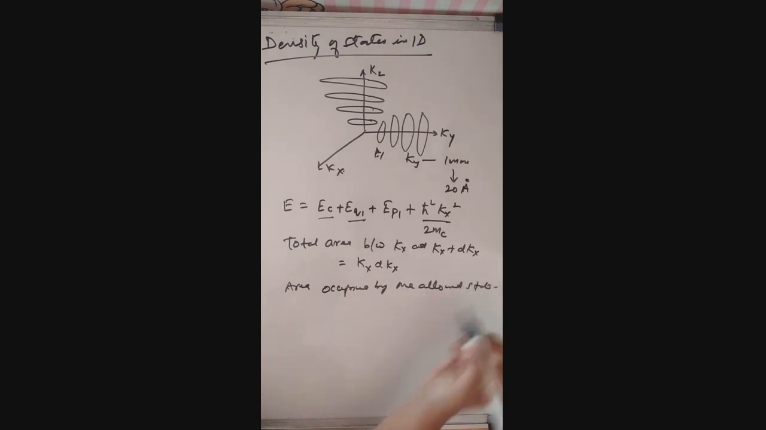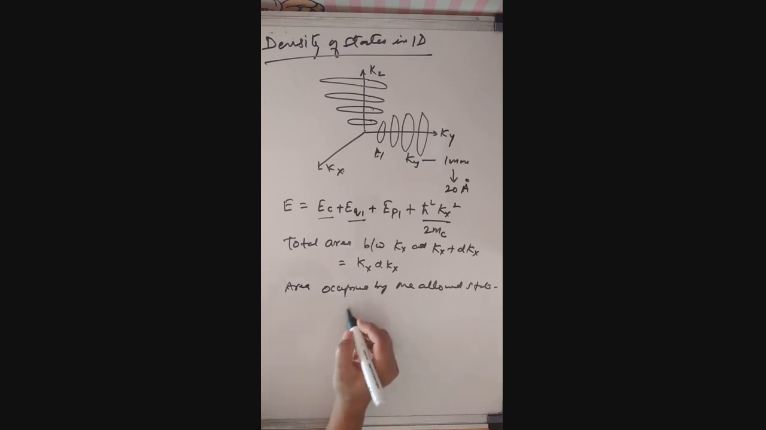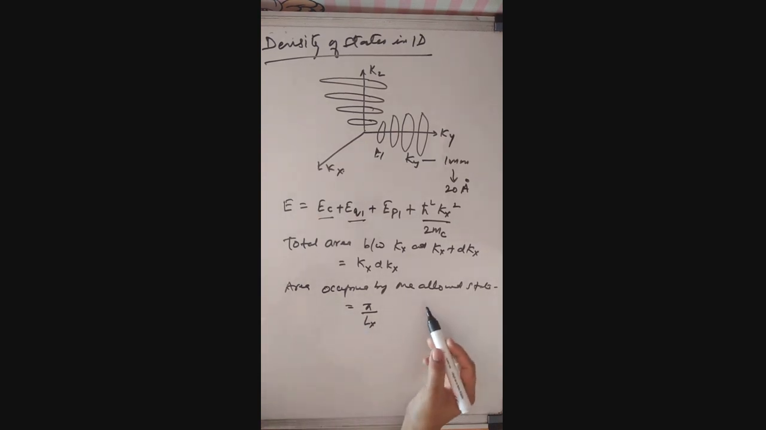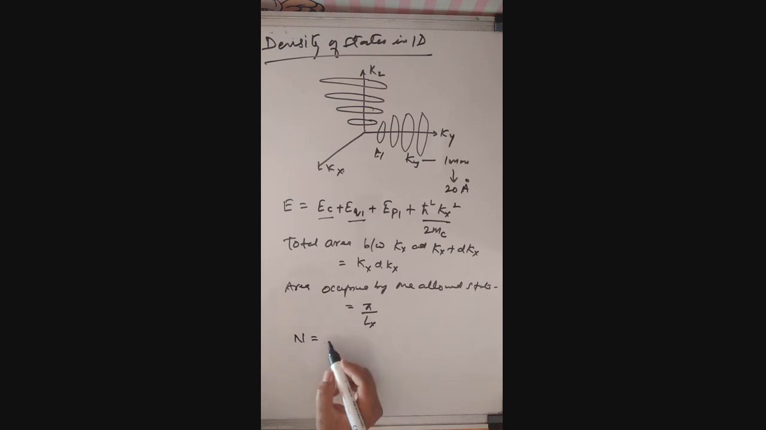So what was the area occupied by one allowed state? It was pi by Lx. So the area occupied by one allowed state is pi by Lx, because the other dimensions have already been reduced. So this is the total area now. Now the next thing is the number of allowed states between kx and kx plus dkx. That will be the total area kx dkx divided by the area occupied by one allowed state, which is pi by Lx.